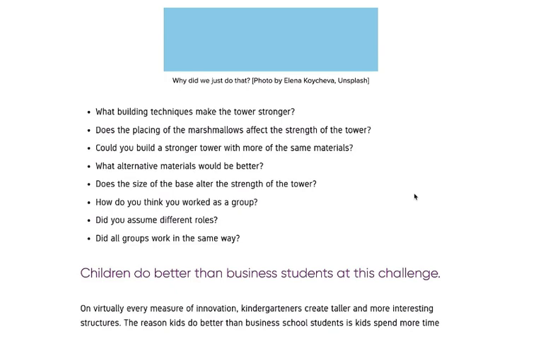It was then expected just for them to reflect a little on the informal assessment and think about what building techniques could have made the tower stronger. Did the actual placement of the marshmallow affect the strength of the tower? Did it bring it down? What alternative materials would have been better suited for this activity? And did the people in the group actually assume different roles?